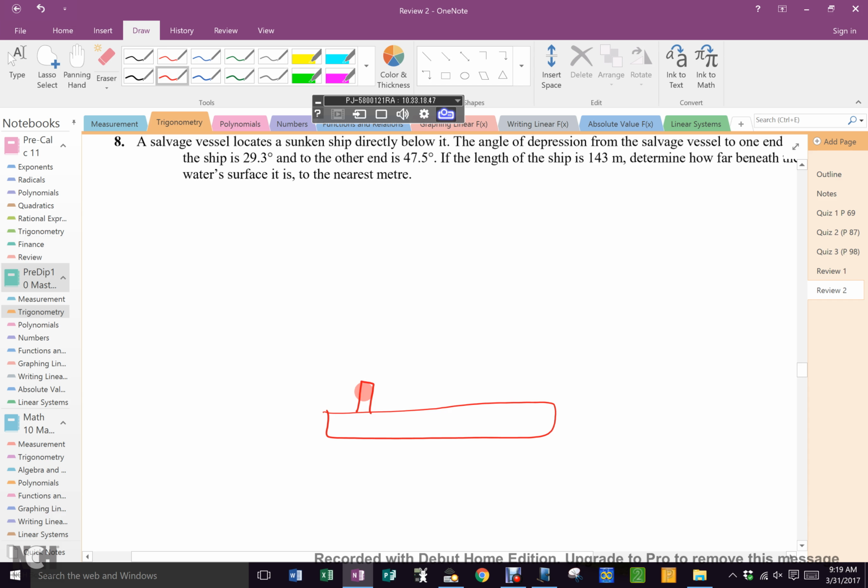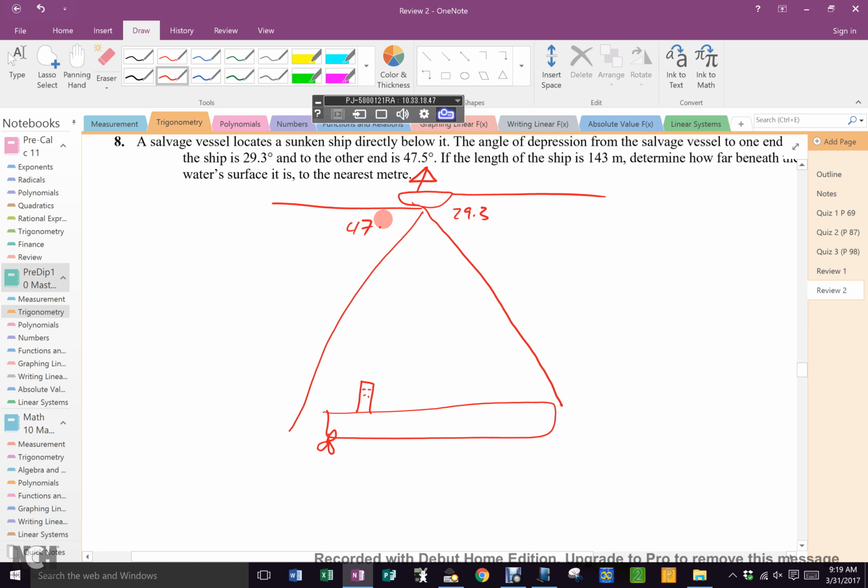There's the sunken ship. It's on the bottom of the ocean. The other boat is on the top of the ocean. It gets an angle of depression to one end of the ship of 29.3, because that's the angle of depression, isn't it? To the other one, it's 47.5, yes? Which means 29.3 is here, 47.5 is here.